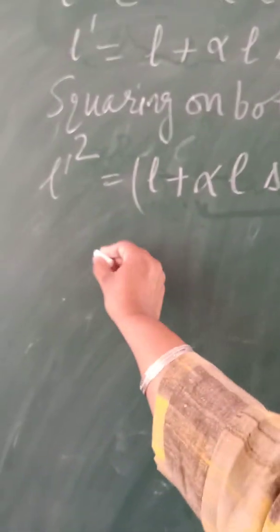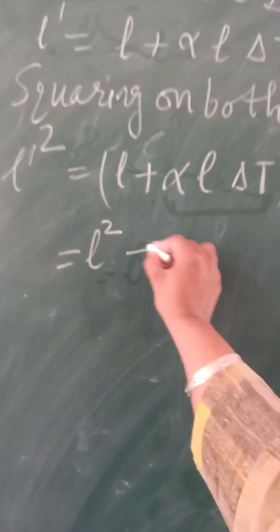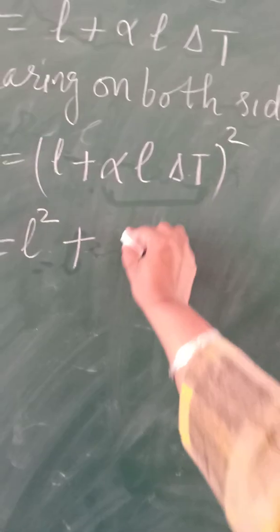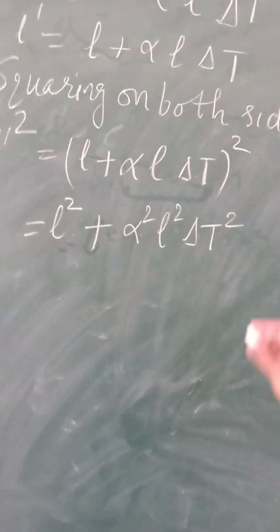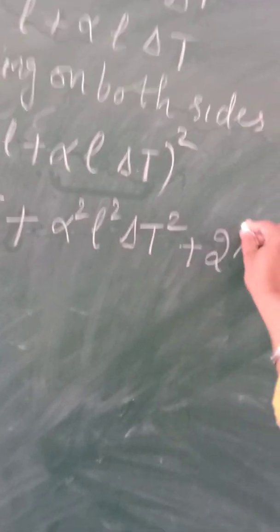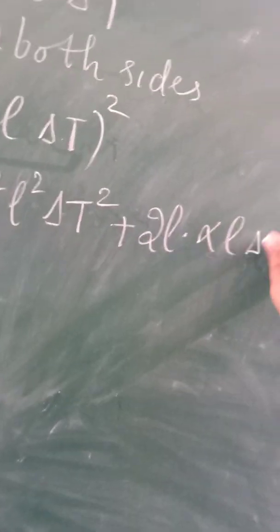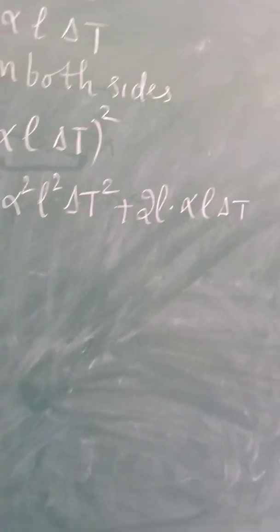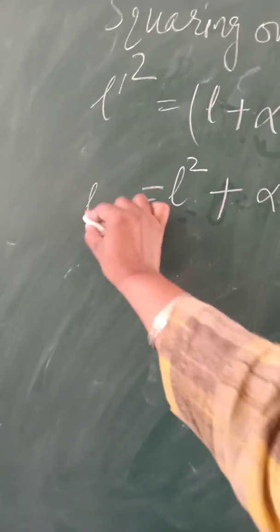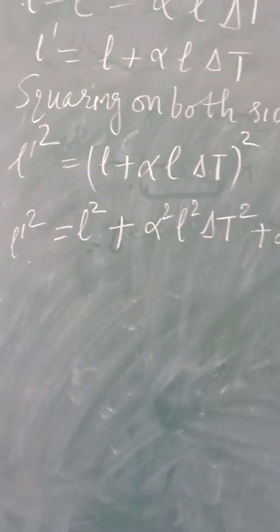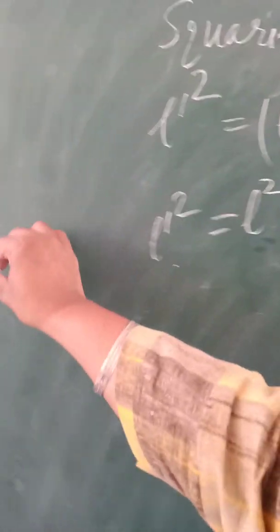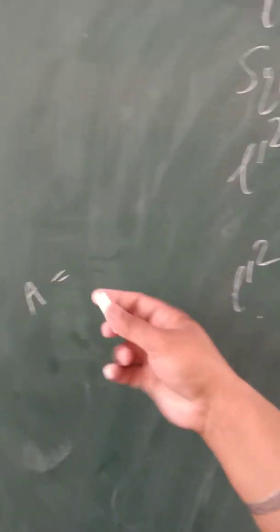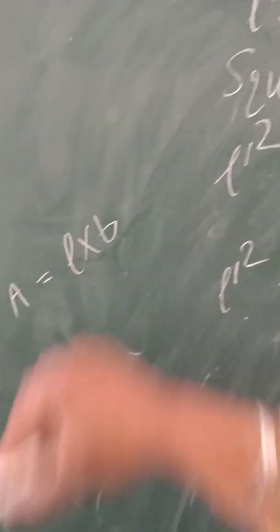This is B. A plus B whole square. The formula is A square plus B square plus 2AB. Right? So as we know, surface area or area equals length into breadth. Area of a rectangle or a square, we can find as length into breadth.